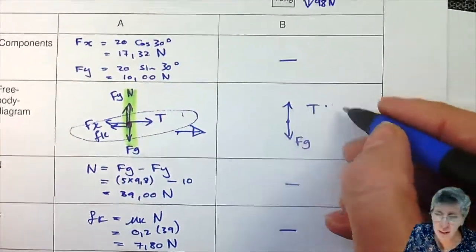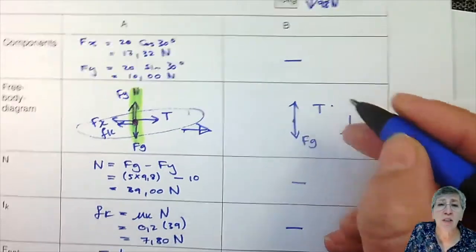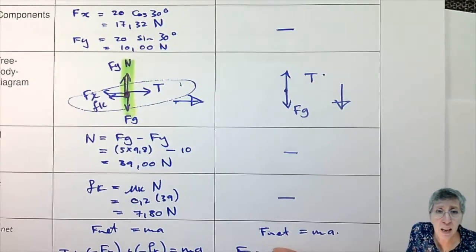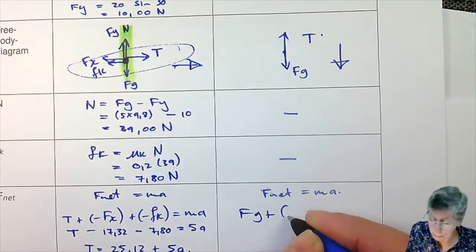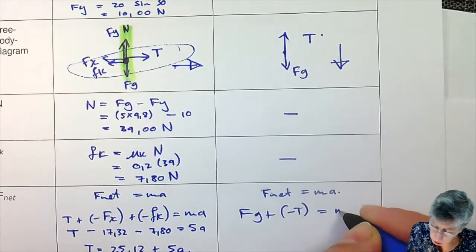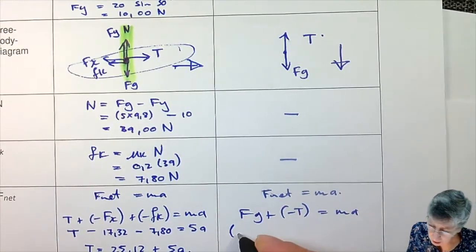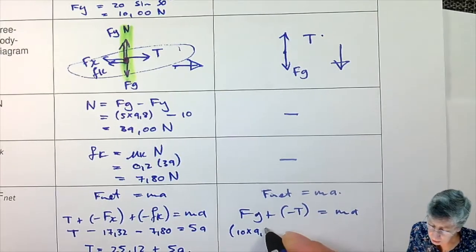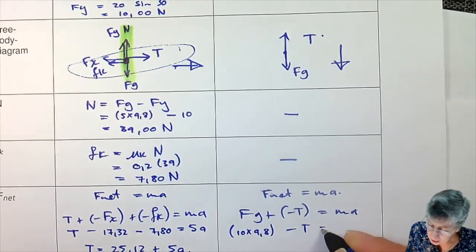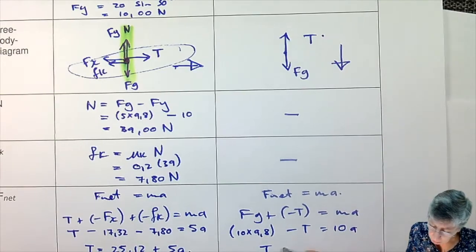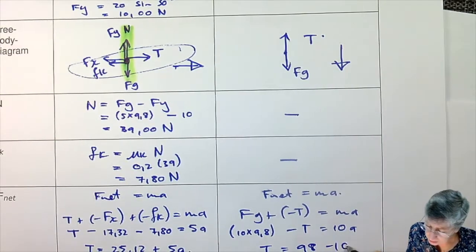Right, to the right. Now this one is moving down, so here it is going to be Fg plus minus T, that is equal to m times a. Now gravity here, 10 times 9,8 minus T equal to 10a, and you end up with T being 98 minus 10a.